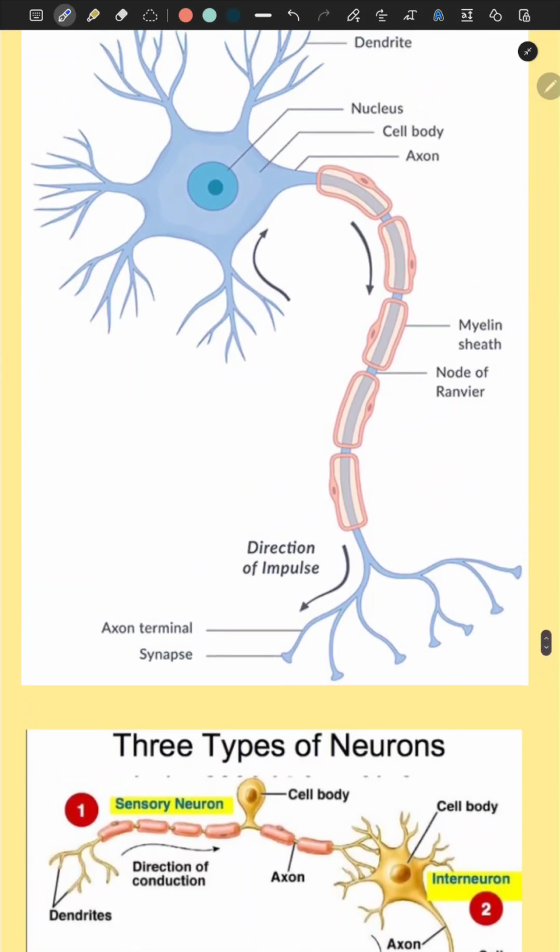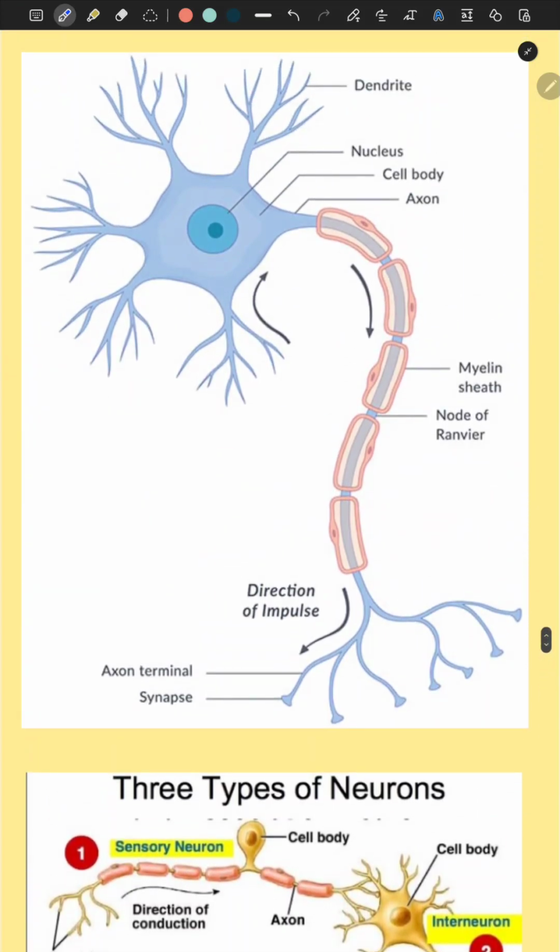The structure of the motor neuron is like this. It consists of a cell body. Within the cell body there is a nucleus, and the cell body has dendrites, and from the cell body arises a long projection. It is called the axon. The axon is covered by a myelin sheath. In between the myelin sheath there are nodes of Ranvier.